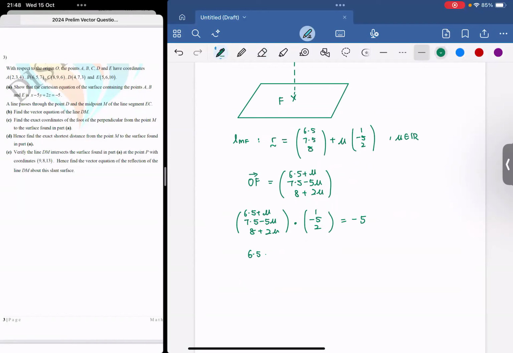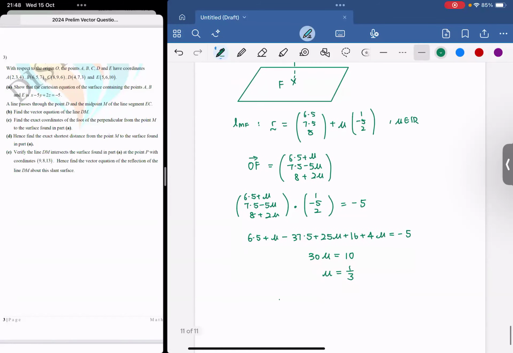6.5 plus mu minus 37.5 plus 25 mu plus 16 plus 4 mu equals negative 5. I would have 30 mu that equals to negative 5 minus 16 plus 37.5 minus 6.5. 10, mu equals to 1/3.